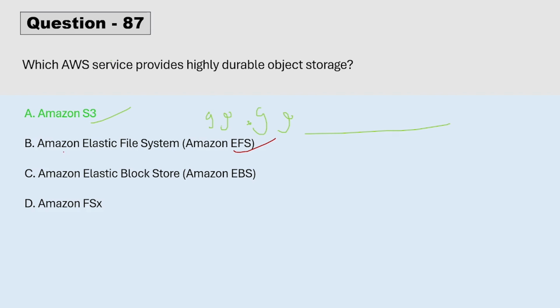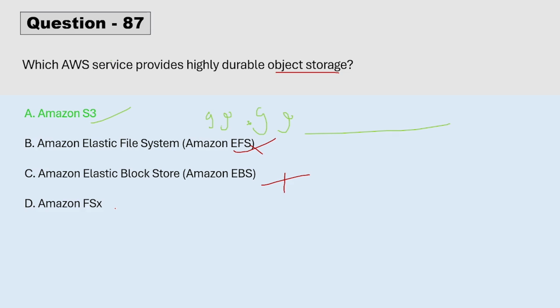Now Amazon Elastic File System, that is Amazon EFS. This is not correct because it provides scalable file storage, but it is not specifically designed for object store. That is the requirement of the question. So it is also not correct. Now Amazon Elastic Block Store, that is Amazon EBS. It is not correct because it provides block level storage volumes for use with Amazon EC2 instances. It is not object storage. Instead, it is used for attaching persistent block storage to the instances.